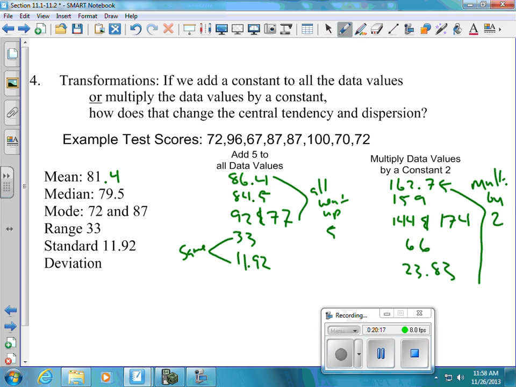So what's the generalization we can get from here? If you multiply a data set by a constant, then all the dispersion values and all the central tendency values will be multiplied by that same amount compared to the original.